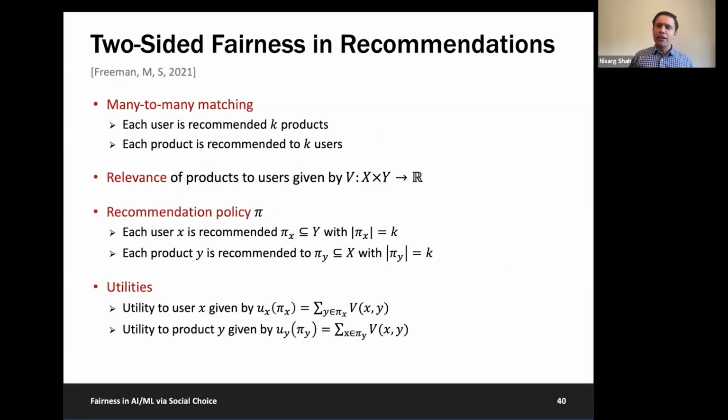All right. Here is a different way to think about fairness on two sides. So you keep everything as is on the user side.